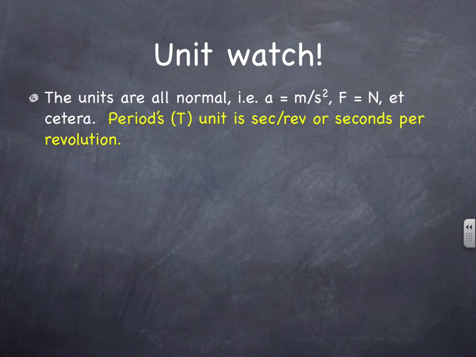Units, of course. We always have units for everything. So an acceleration is, of course, meters per second squared, just like normal. Force is a Newton, just like normal. Everything works like normal, except period. Period, again, was a special type of time. So the time we have involved here is how much time it takes to go around in one revolution. So one time around the circle. So it's going to be in seconds per revolution. So no problem. If I see seconds per revolution, I think, okay, that's the big T.